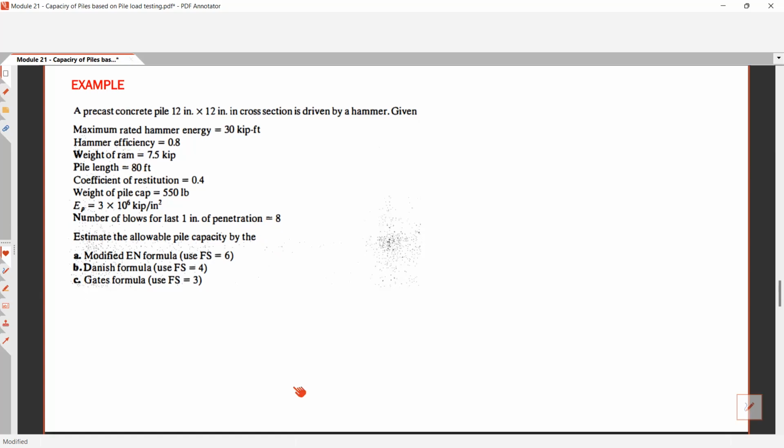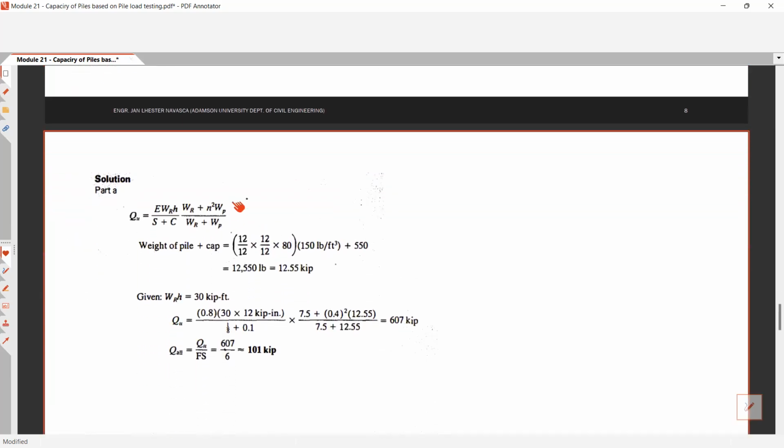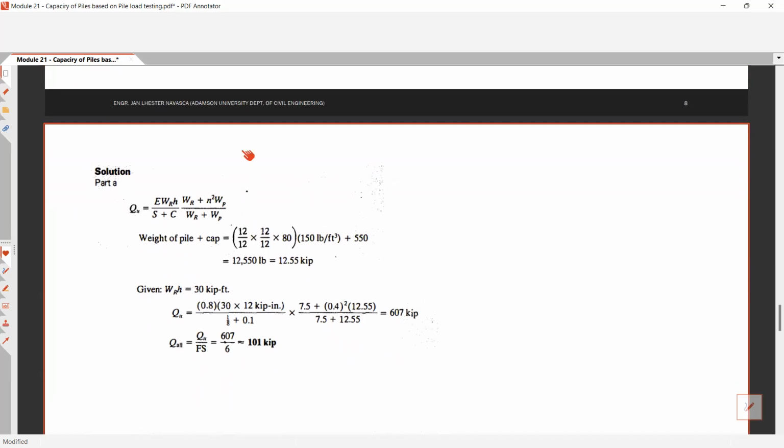So estimate the allowable pile capacity by the following equation using the factors of safety given. Okay, so modified EN formula tayo muna using a factor of safety of 6. For part A of our equation, the formula for modified EN is given by this equation. Ganito yung equation natin.